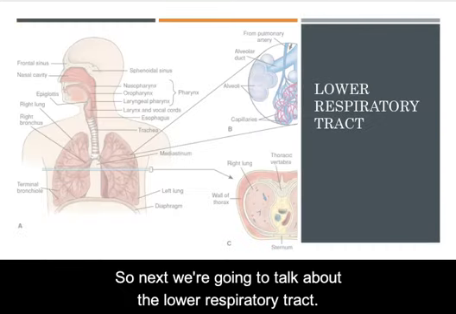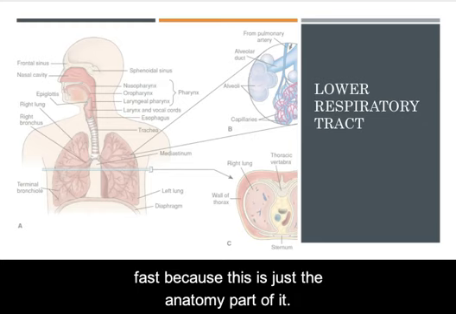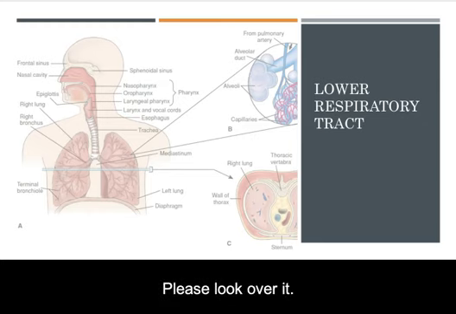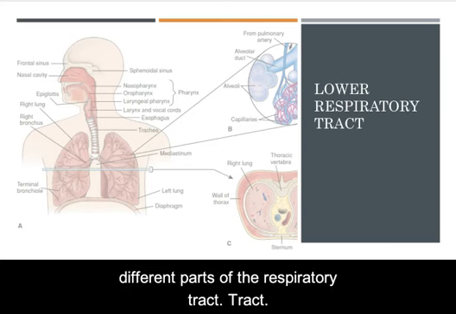So next, we're going to talk about the lower respiratory tract. And like I said, I'm breezing over this really fast because this is just the anatomy part of it. Please look over it and become familiar with the terms used to describe different parts of the respiratory tract.